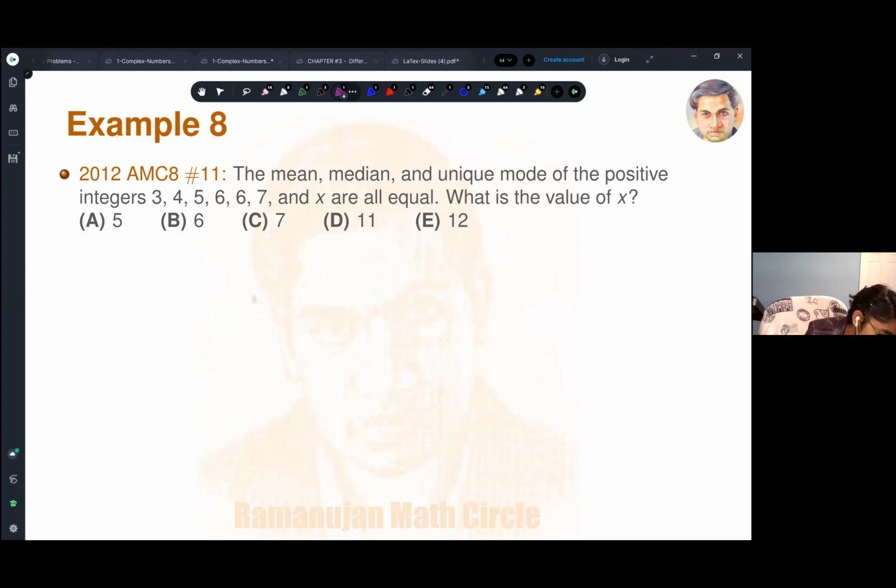Okay, so we're gonna use the definitions of mean, median, and mode and try to do the problem. Actually, we're gonna break it into cases and then try it. Here we're trying to use our answer choices to our advantage.